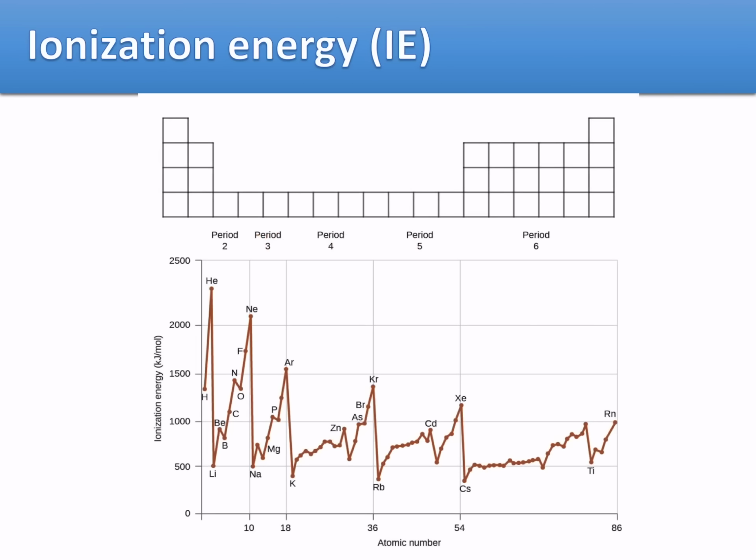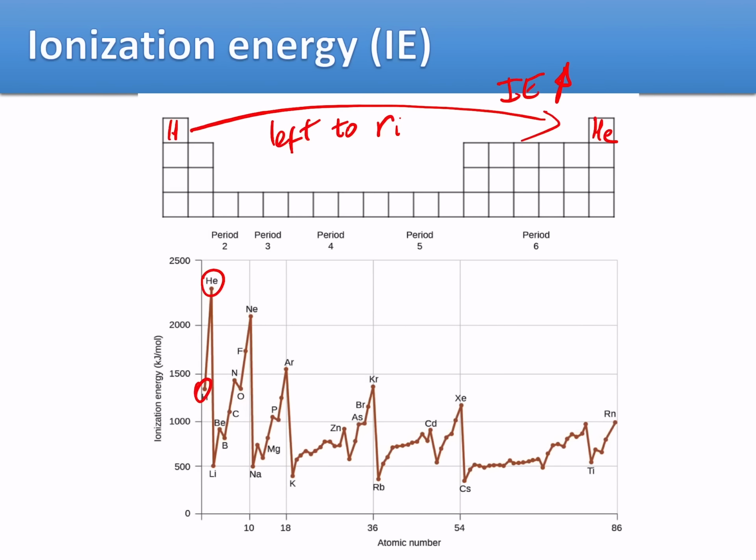So here we have different values for that, and let's focus here on the first two. We have hydrogen and helium. Hydrogen is here, helium is there, and as you move left to right, the ionization energy is increasing. Let's write it like this: left to right, ionization energy increases. Generally speaking, you will see that every single time.